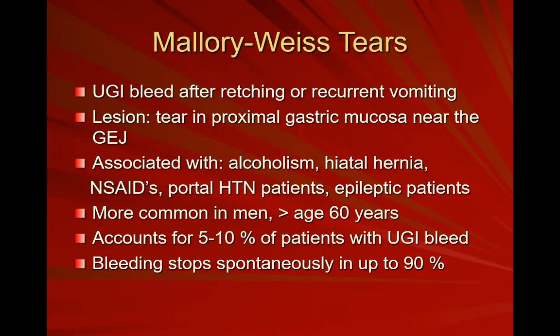Okay, so the next cause of upper GI bleeding would be Mallory-Weiss tear. Are you guys familiar with this term? What do you mean by that? Exactly. It's a longitudinal laceration in the distal esophagus. So how does it form? This is very important.